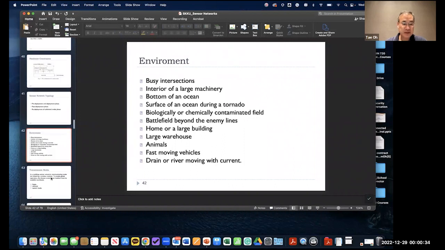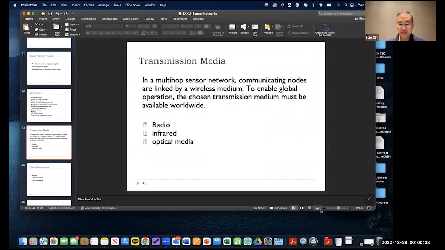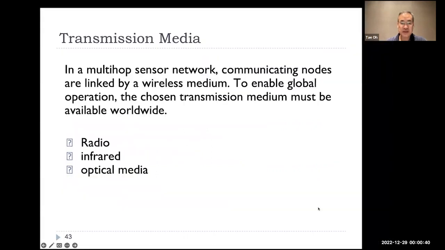Okay, so for the transmission media, what media are you planning to use? Is it going to be more of the radio, infrared, or optical media? Those are things that need to be considered.